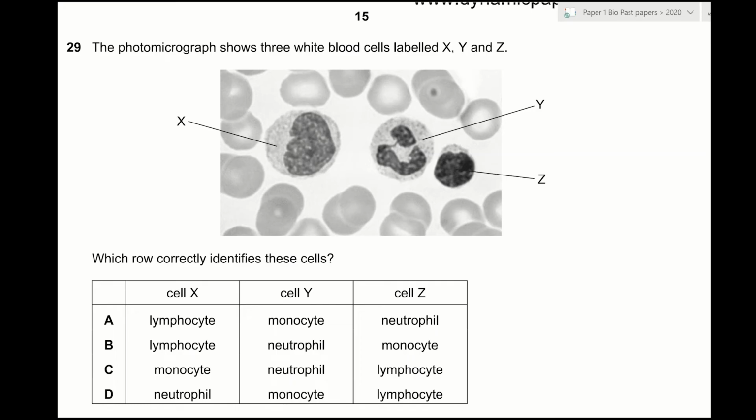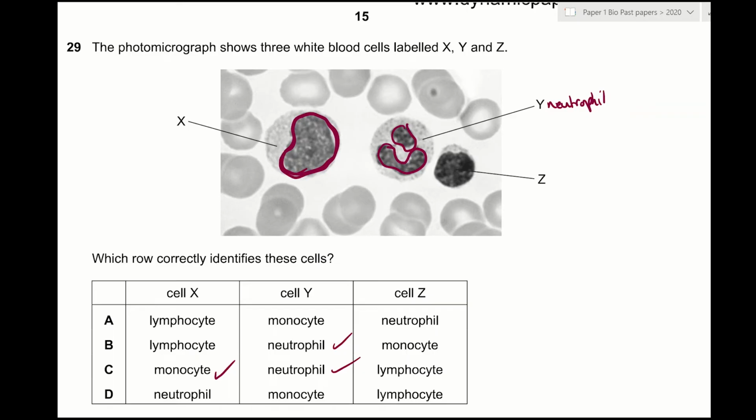Question number 29. The photomicrograph shows 3 white blood cells labeled X, Y, and Z. Which correctly identifies these cells? Let's start with X. Here we could clearly see a bean-shaped nucleus. So a bean-shaped nucleus basically means that this is a macrophage or a monocyte. Therefore, X is a macrophage or a monocyte. Now, for cell Y, here we could see a granulated nucleus. A granular nucleus basically means that this is a neutrophil.